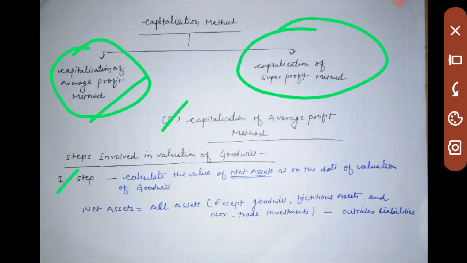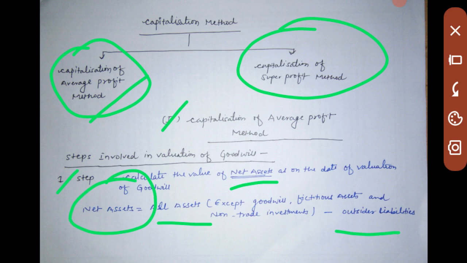There are some steps you should follow to calculate the valuation of the goodwill. First of all, we have to calculate the net assets. Net assets means all the assets minus outsider liabilities. If you deduct the outsider liabilities from all the assets, we can find out the net assets. The things you should keep in mind are that goodwill, fictitious assets and non-trade investments will not be taken into consideration while you are calculating the net value of the assets.